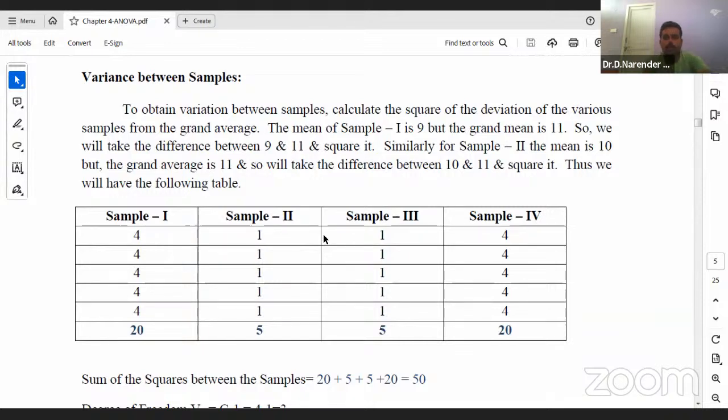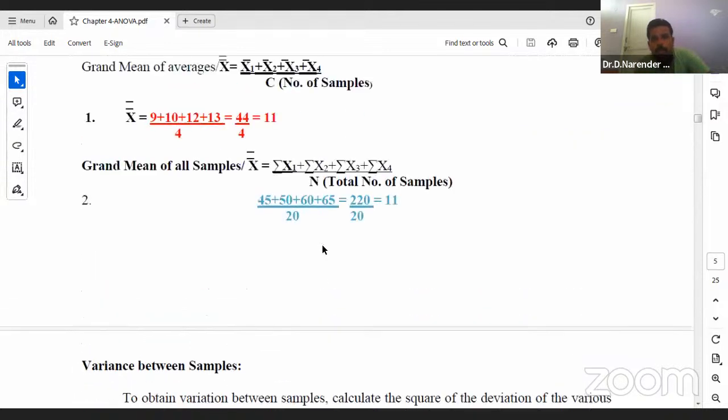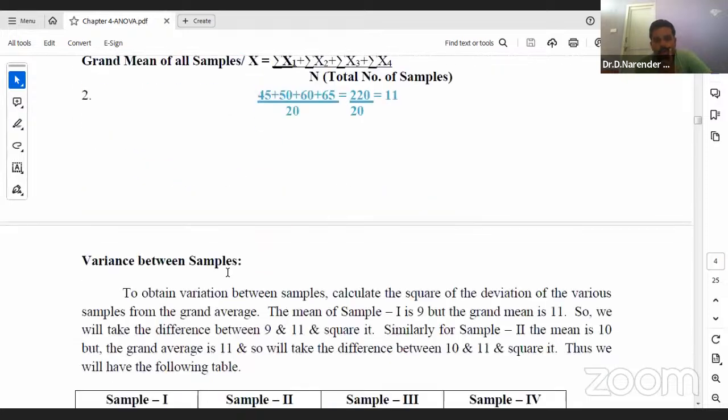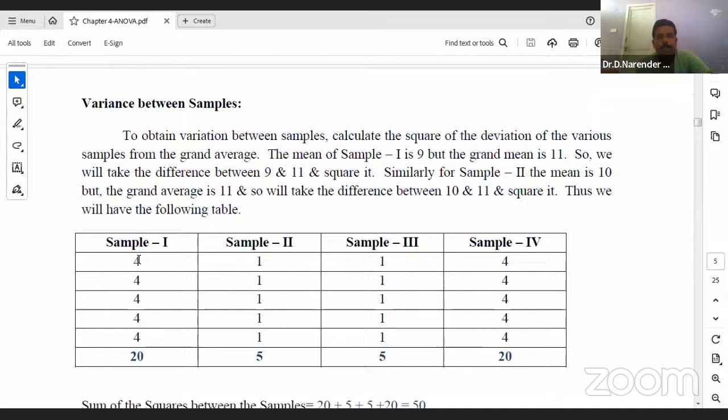Observe carefully. The mean of sample is 9 here, yes or no? The average is 9, but the grand average is 11. 9 minus 11, how much? 2. 2 square, 4. You will get the answer 4. See, I have written in sample 1: 4, 4, 4, 4, 4, five times.